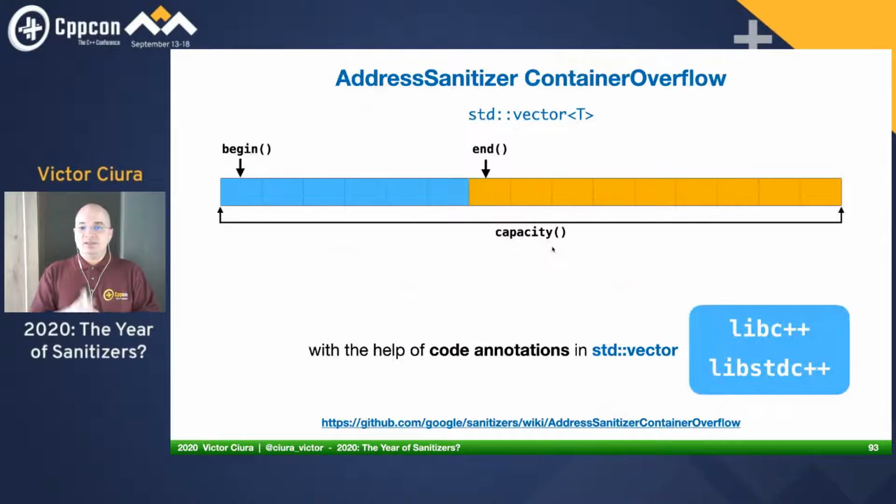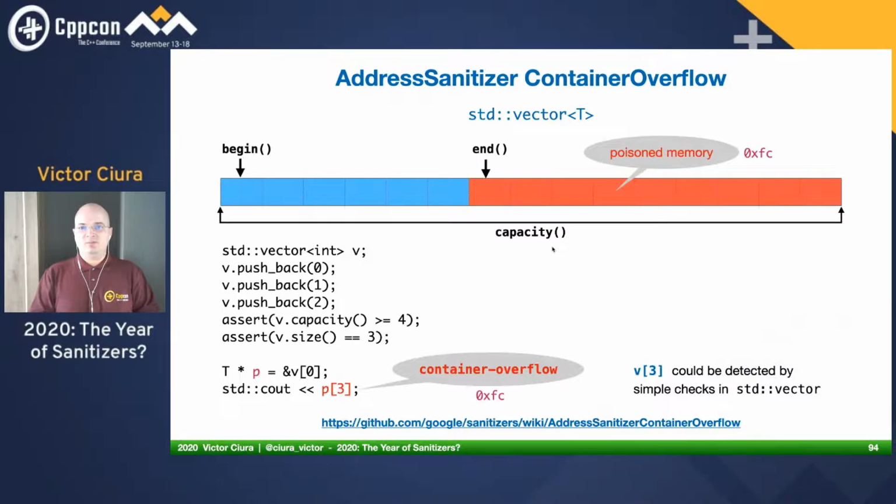An interesting one is the container overflow. This one has to come with some help of code annotations in the standard library. Right now, it's available in libc++ and libstdc++. Basically, it can detect when you try to access locations that are in the allocated memory for a vector, so they are within the capacity of the vector, but they are outside the bounds of the meaningful values in that vector, so beyond the end. You can read more about this at the link that I provide there.